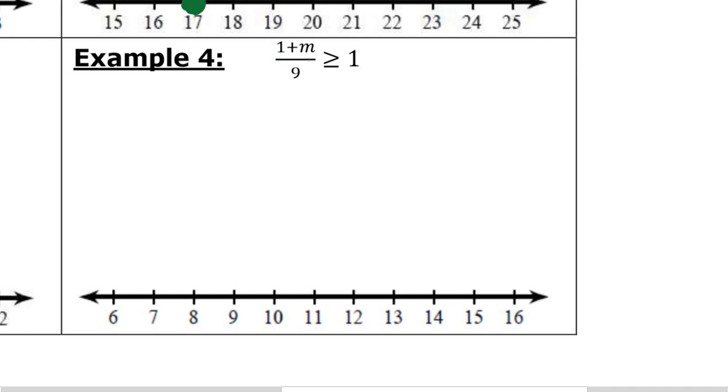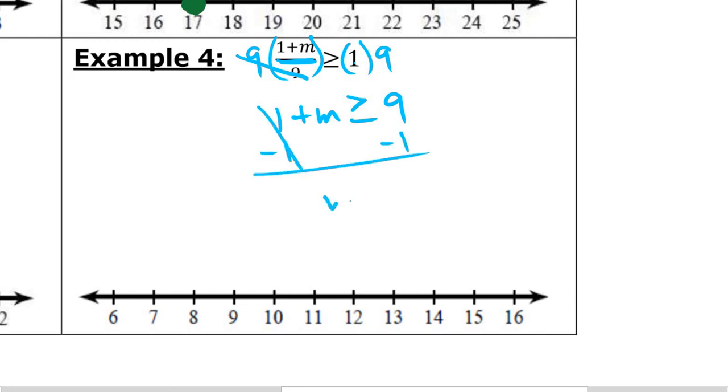So what's the 9 doing? It's under that, so that means it's dividing. So to get rid of dividing, we multiply times 9. If we do it on one side, we have to do it on the other. The 9's cancel. 1 plus m is greater than or equal to 1 times 9, which is 9. Now I can get rid of that +1. To get rid of +1, we go -1, -1. M is greater than or equal to 9 minus 1, which is 8.